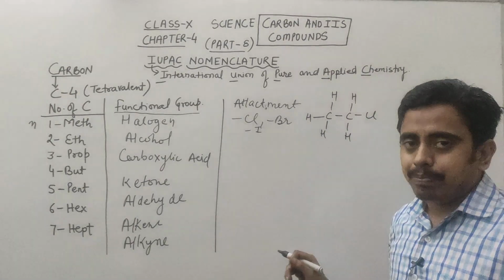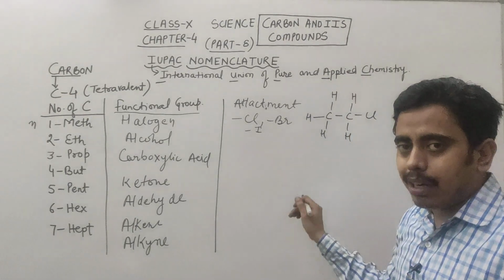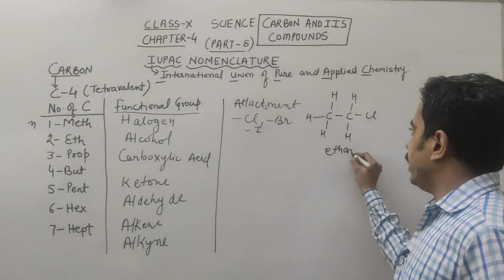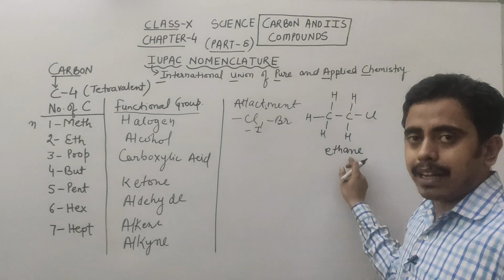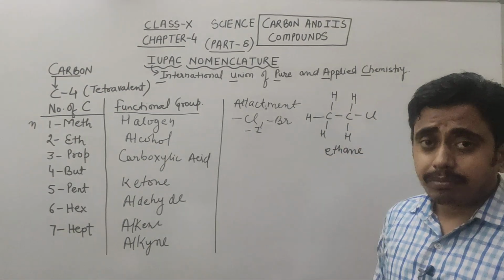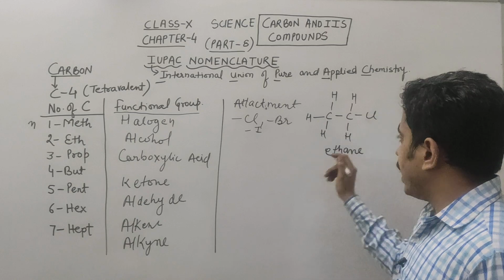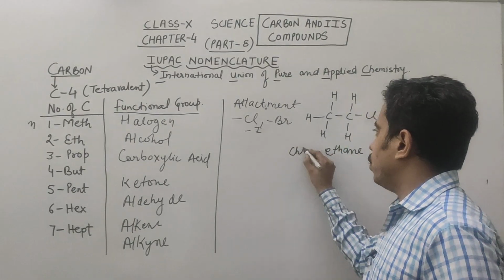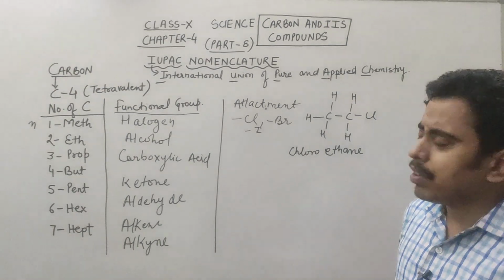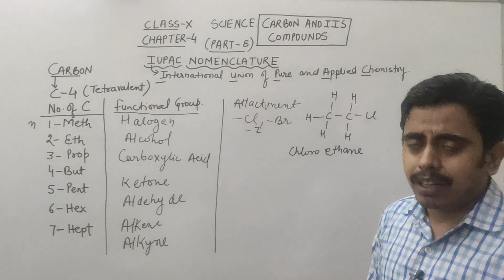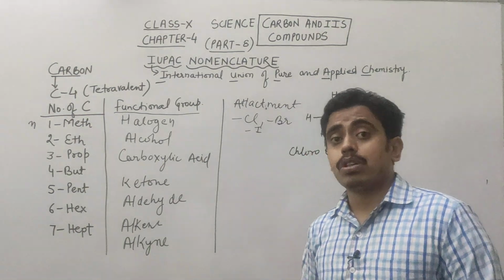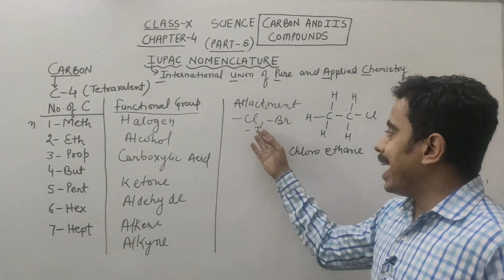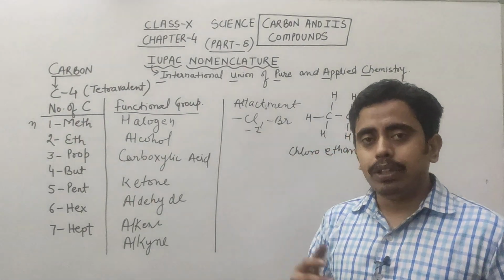Now how will you name it? How many carbon atoms are there? Two carbon atoms, so it is named ethane. Single bond, two carbon atoms, ethane, and a chlorine atom is there. When a chlorine atom is there, you have to use the prefix chloro. Similarly, if in place of chlorine a bromine atom is there, then the name will be bromoethane. If I is there, then its name will be iodoethane.